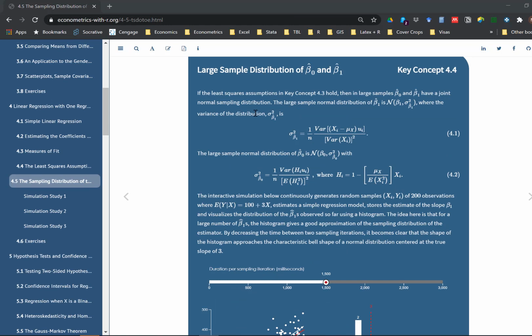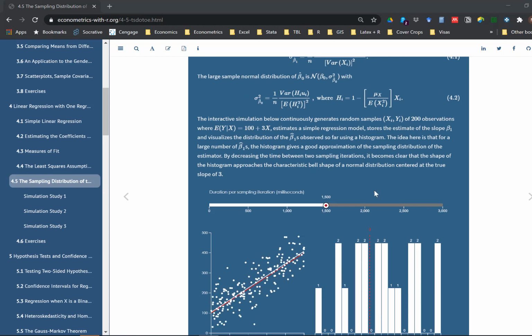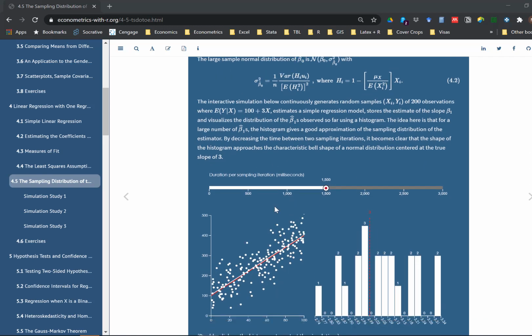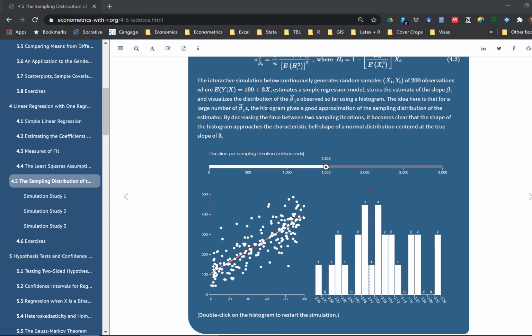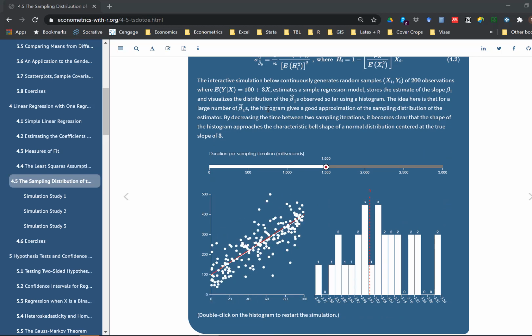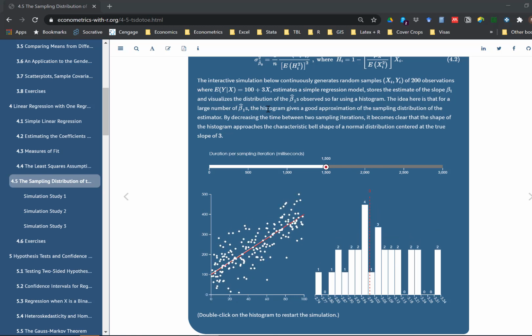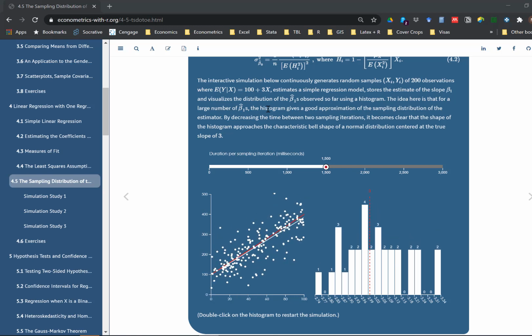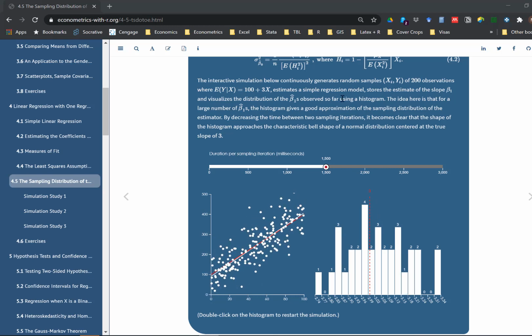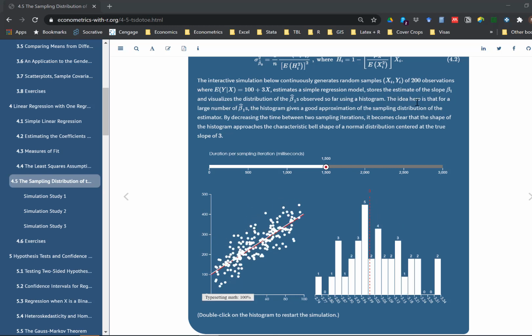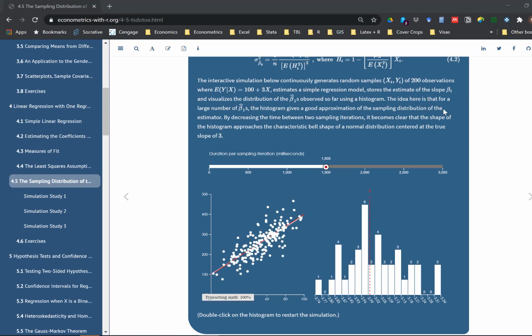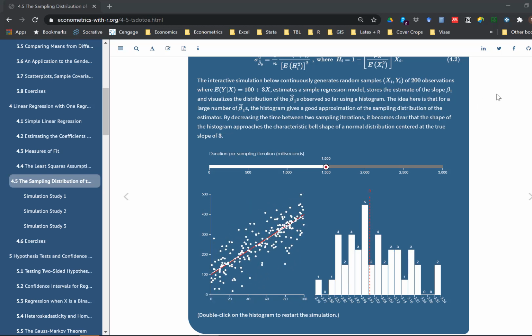The other part tries to explain the least squares assumptions that we just went over: beta hat 0 and beta 1 hat have a joint normal sampling distribution. What this means in this interactive model, so you should read all these details, is that we have an interactive simulation that continuously generates random samples for x_i and y_i of 200 observations, where the expected value of y given x is 100 plus 3x. It estimates a simple linear regression model, stores the estimate of the slope beta 1, and visualizes the distribution of that beta 1 hat observed so far using this histogram.